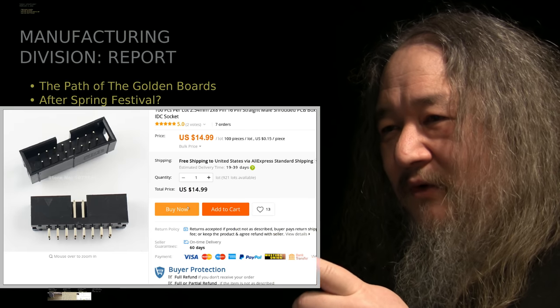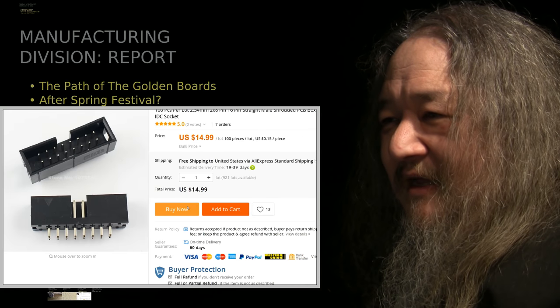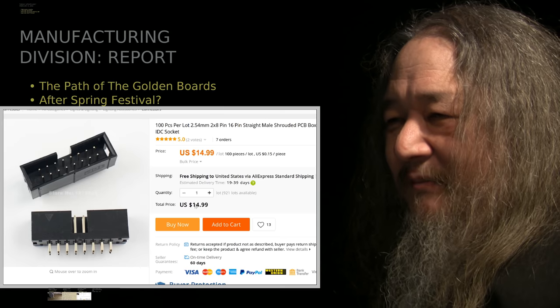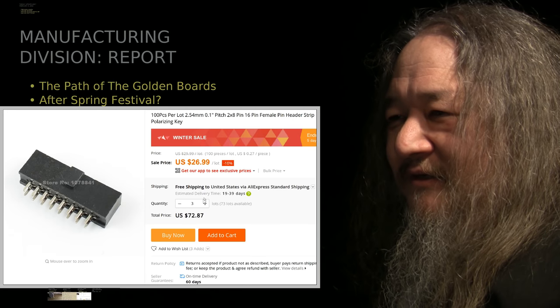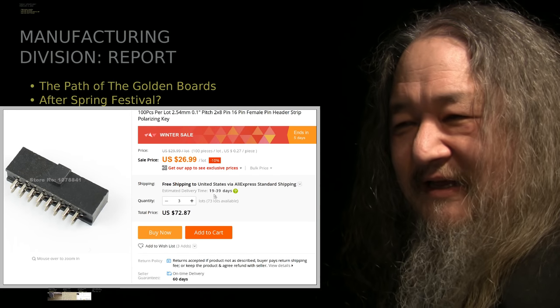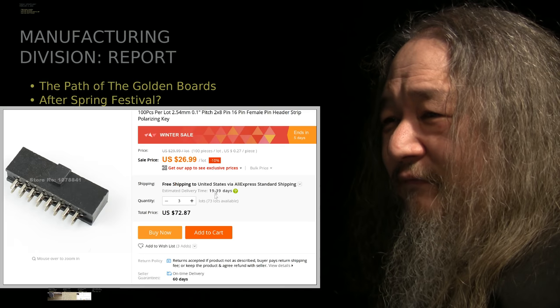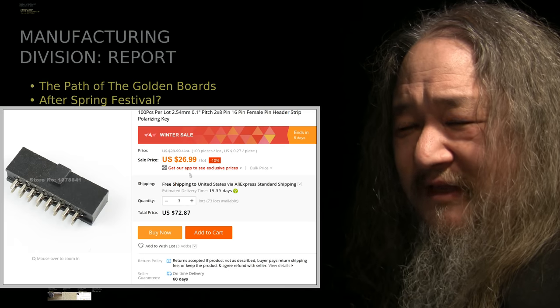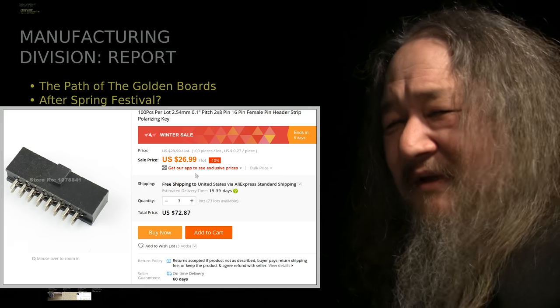So I want to get a big order in for these. These guys have them. The shipping, once again, is a concern. Free shipping, 39 days. These guys, for 22 cents a piece, something like that. It's really not bad, but the shipping is kind of a killer.